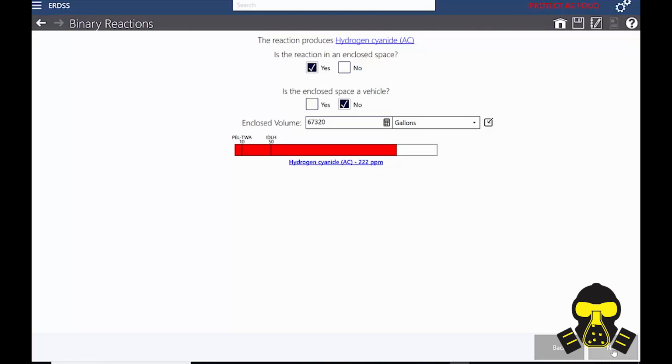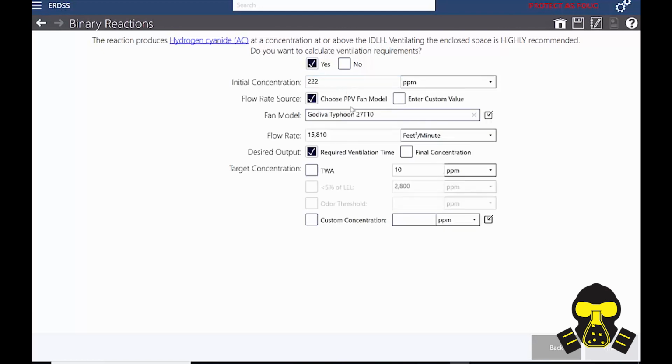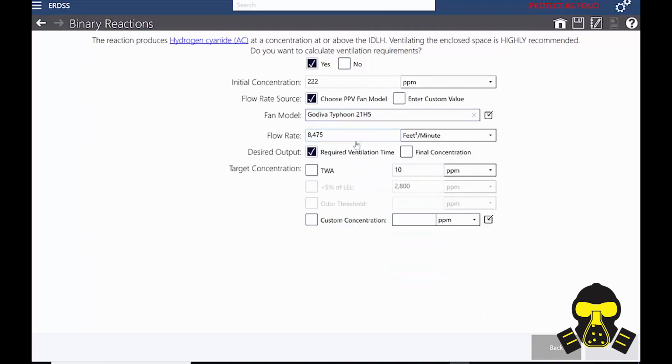Okay, and so let's say next. Now it's saying, do you want to calculate the ventilation requirements for this space? And this is where I told you earlier to put those fans in. So here's yes. Now, which fan do we want to use? So let's go through and we can pick any fan that we have. So let's just pick one.